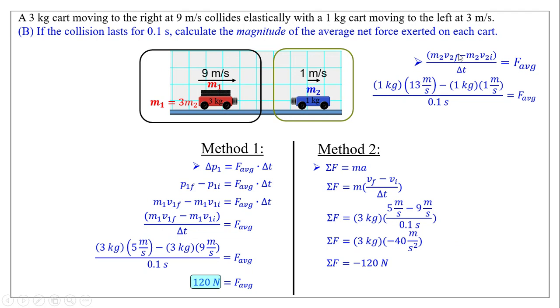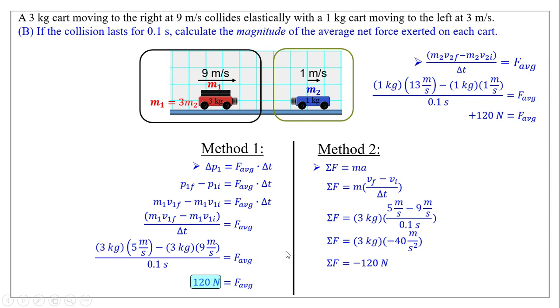M2 is 1. V2F, we calculated, is 13 from part A. Minus M2 is 1, and then V2I I chose in the animation as 1, and then that would be divided by 0.1. So if you do that, therefore you'll get a positive value. But keep in mind, depending on your perspective, your forces are equal in magnitude but opposite in direction. Okay, so as you can see, in one perspective you get a negative 120, and in the other perspective you get a positive 120.